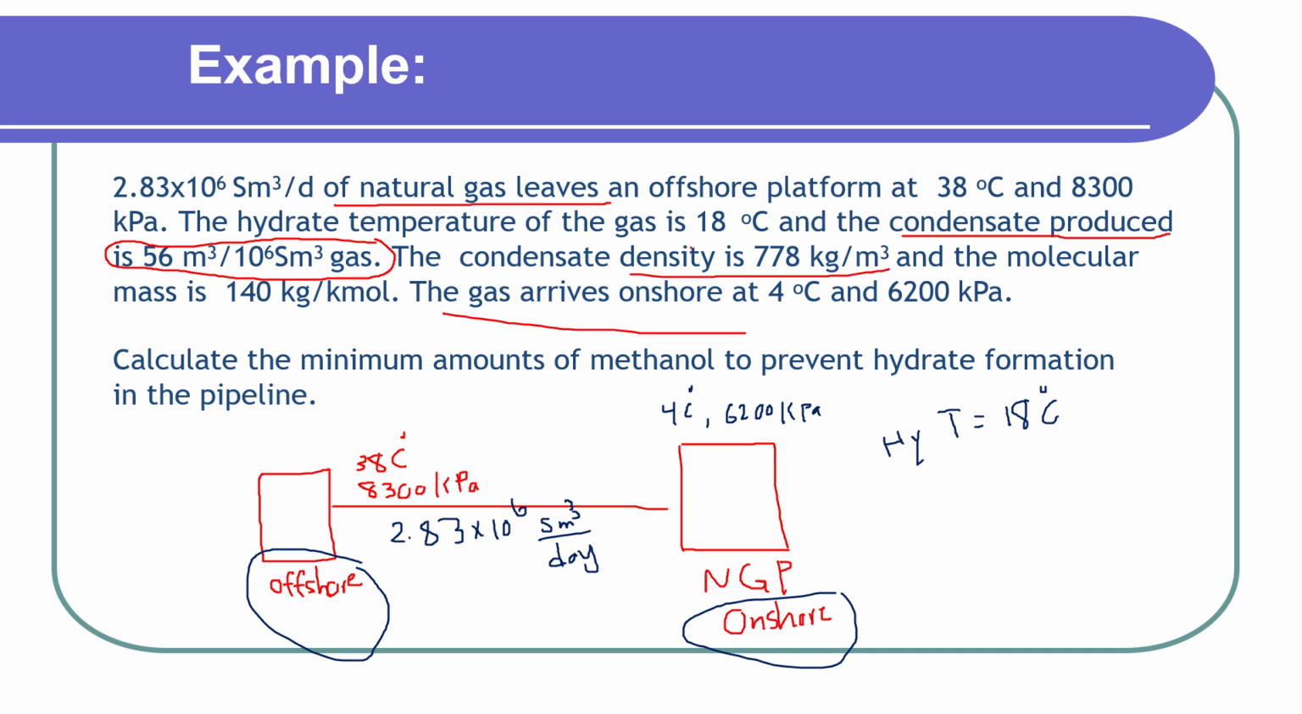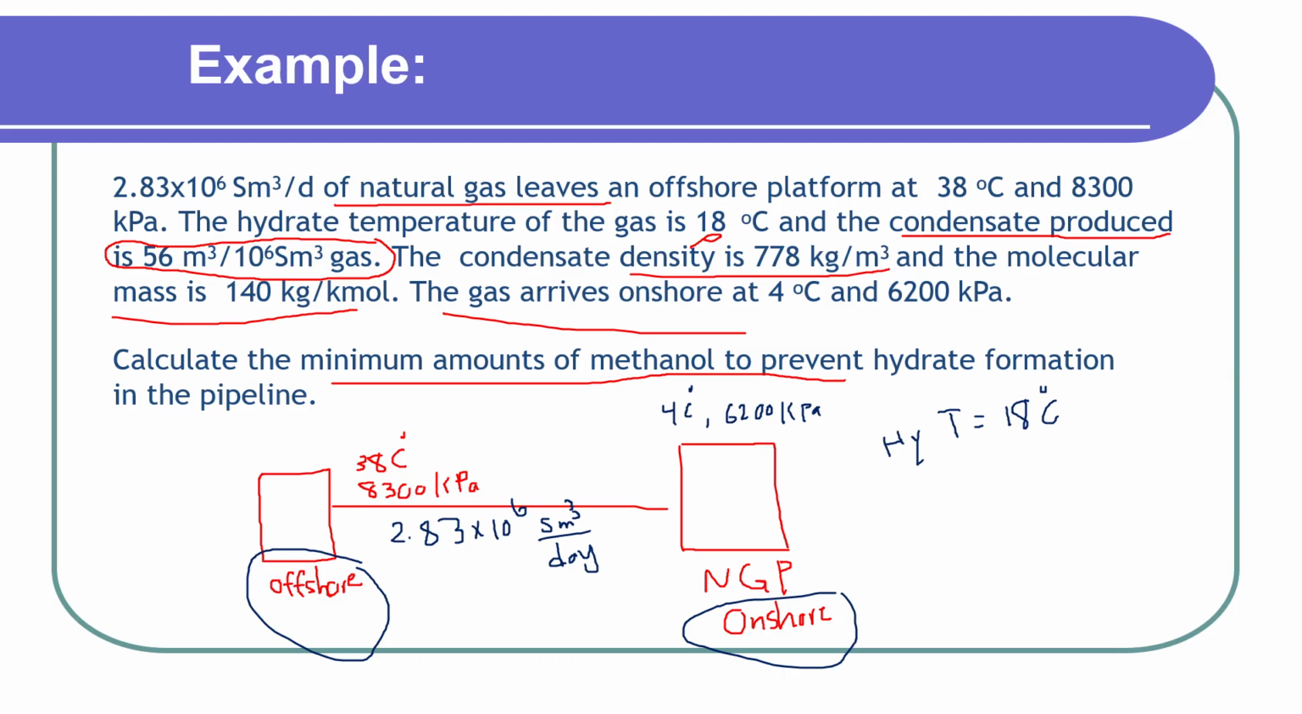This is the density of the condensate. Molecular weight of the condensate is also given, and you need to calculate how much methanol you need to inject to prevent the hydrate formation in the pipeline. So you have this scenario. You need to ship the gas, for example, from the offshore location to onshore location, where the gas has a certain amount of condensate, and the condensate will be produced in an amount of 56 meter cube per 1 million meter cube of the gas.